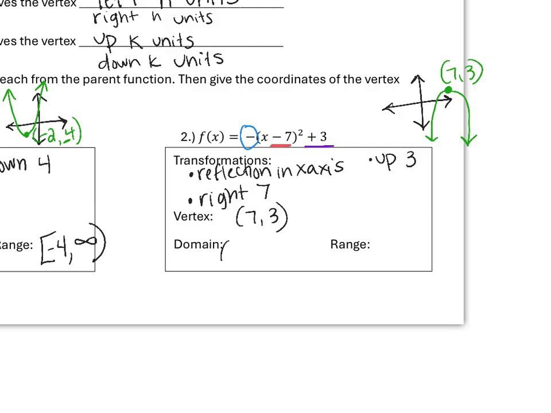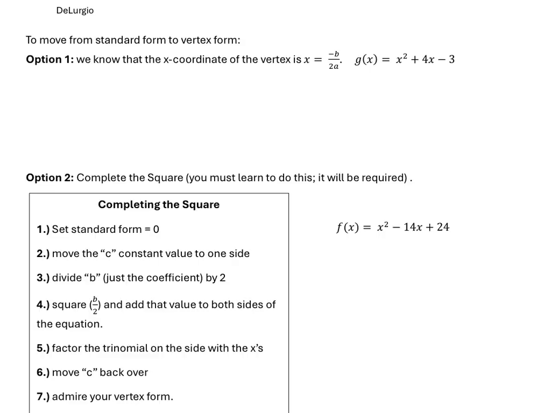So the domain of all quadratic functions, -infinity to infinity, in the range going from low to high, this is coming from -infinity, from the low, all the way to that vertex y value of 3, which we include with a bracket. So one thing you'll be asked to do is to move between forms, to go from standard form to vertex form, or vice versa, from vertex form to standard form.